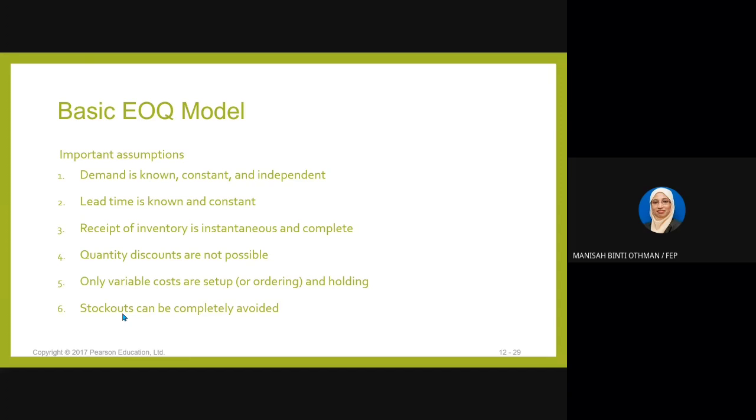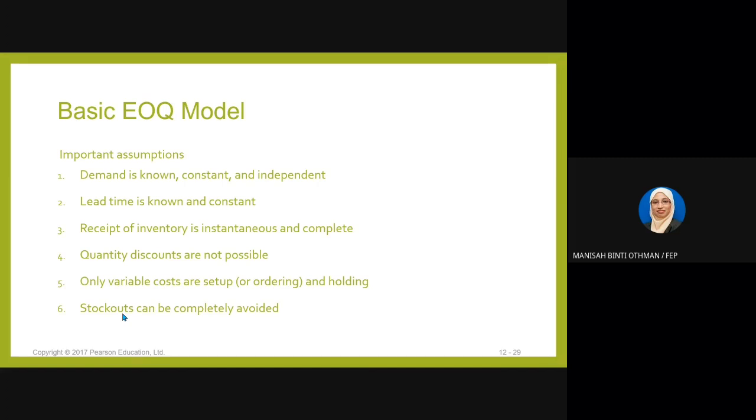And then, you receive all the inventory that you order completely. If you order 100, you receive 100 at once. It cannot be that after 7 days you receive only 50, and the next day you receive another 50. Not like that. You receive it all completely. Also, there's no quantity discount. If you buy 100, it's the same price as if you buy 1000.